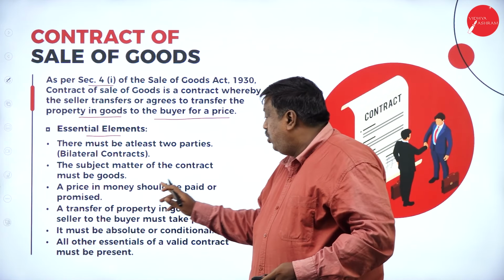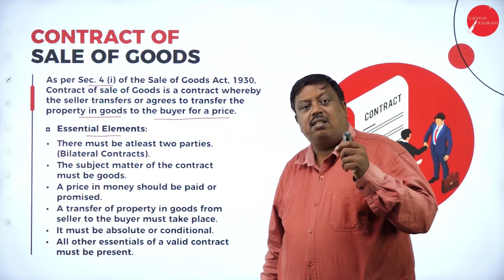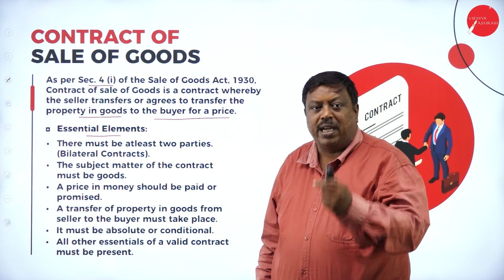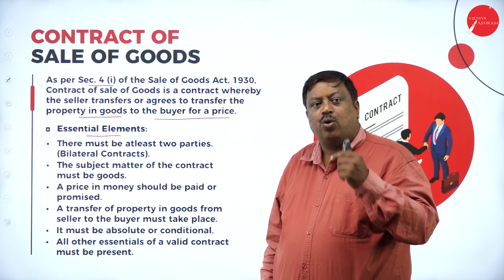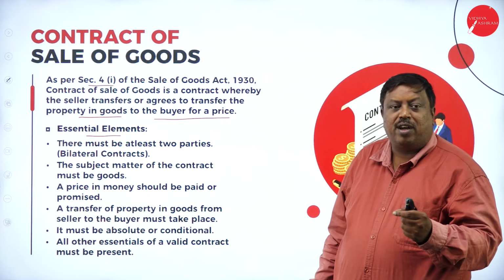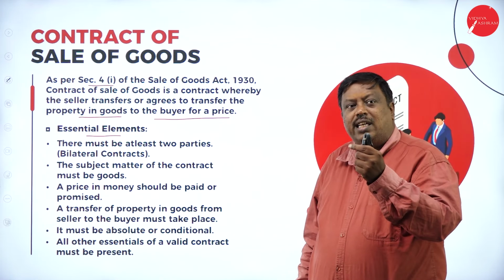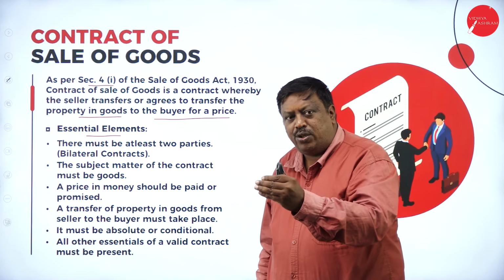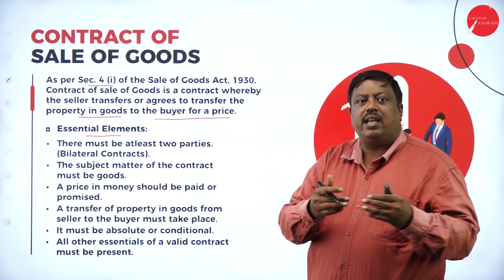A price in money should be paid or promised. In the Sale of Goods Act 1930, it says that when the goods are transferred from the seller to the buyer, the buyer's duty is to pay the price for the goods he has purchased from the seller, either immediately or by promising to pay that amount within a certain duration of time. So, this is the agreement between the seller and the buyer.